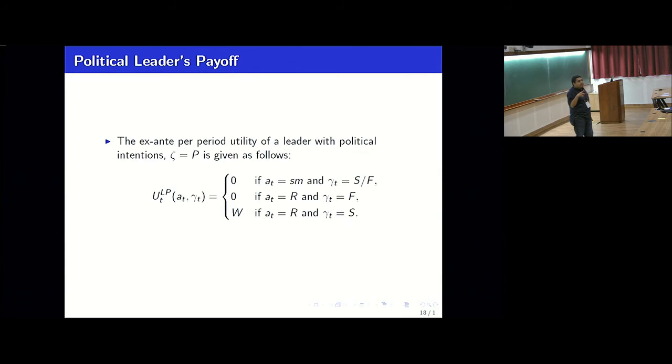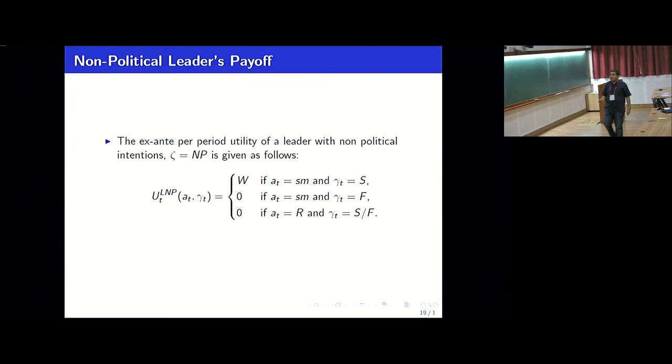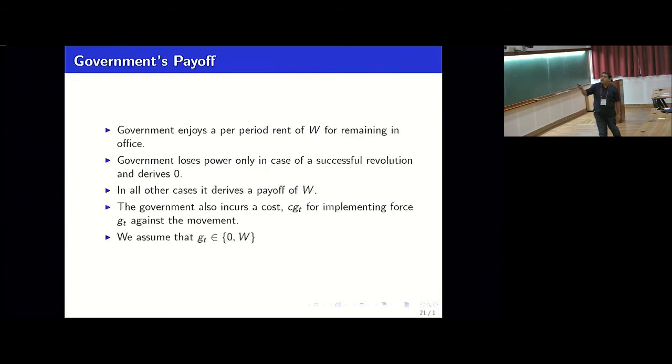But at the same time, there is a trade-off, so it's not very clear what the leader would do. The trade-off will become clear as we go along. To finish up with the payoffs: the government enjoys a per-period rent of W for remaining in office. If it loses power, then it gets zero.